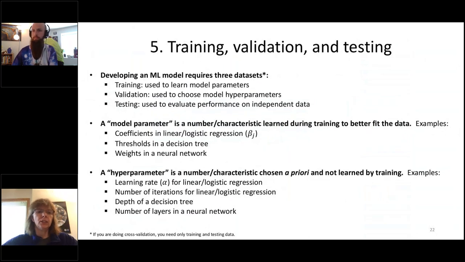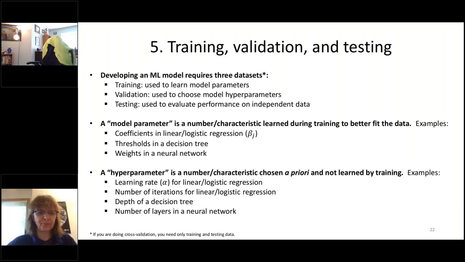Okay, here we go. So we're going to talk a little about training, validation, and testing. The idea here is that you want to develop a machine learning model. You want to have three different data sets. Number one is used for training. So you learn the model parameters, such as the coefficients of your linear regression model. Number two is validation, where you tune your model. So you choose the so-called hyperparameters, and we'll have examples of that in a second. And number three is really for testing. So you're done with model development and you now want to see, for data that you haven't touched before, how your model is performing.